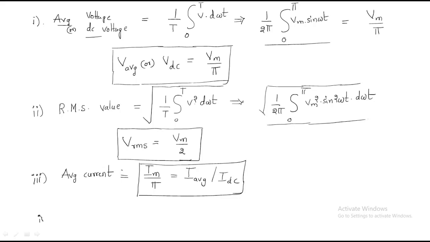Next, RMS current. RMS current is same as the RMS voltage, that is I RMS. Replace voltage with current, then Im by 2.